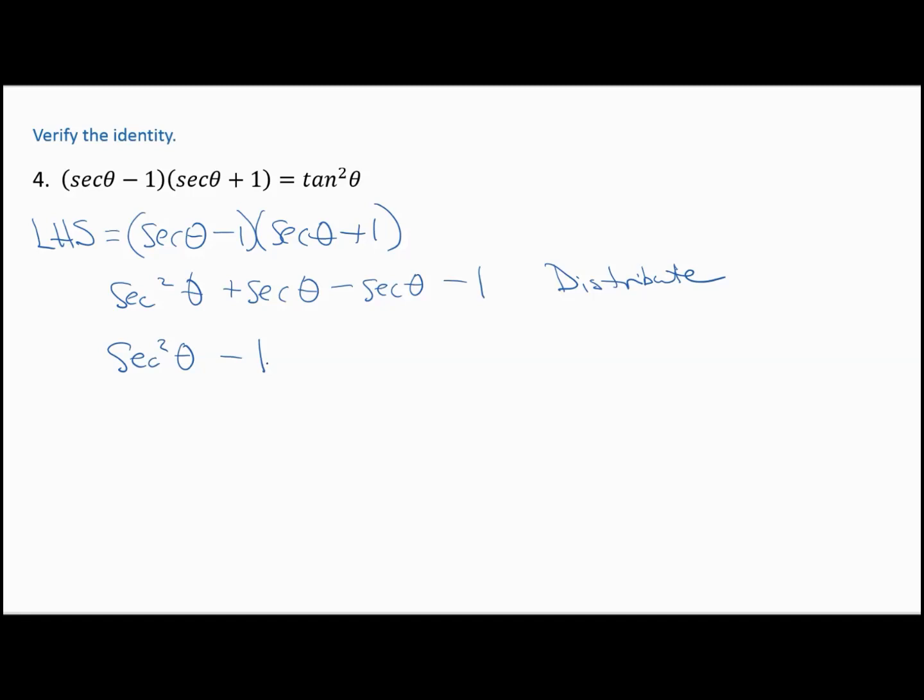All right, so like terms. And again, really we're just adding, but it's like terms that we're adding together. And then secant squared of theta minus 1 is just tangent squared of theta. So you don't know that? Aha, yes you do. That's a Pythagorean identity. That's one of those 12.